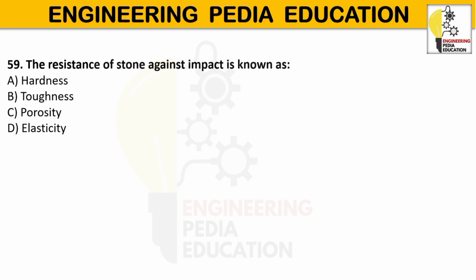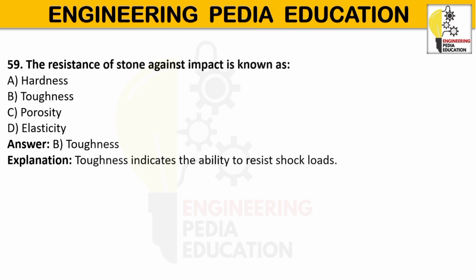The resistance of a stone against impact is known as: hardness, toughness, porosity, elasticity. So the correct option is toughness. Toughness indicates the ability to resist shock loads. That is, the ability to resist shock load is called toughness. So the correct option is: the resistance of a stone against impact is known as toughness.